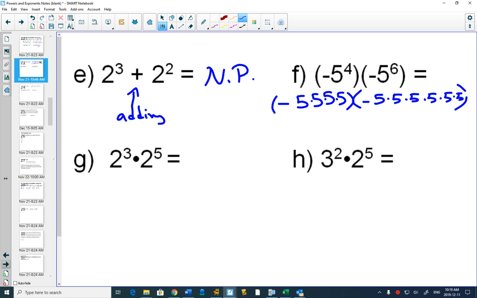First of all, what's a negative times a negative going to be? Positive. And then how many 5s do I have in the end? So the answer to this one is positive 5 to the 10.